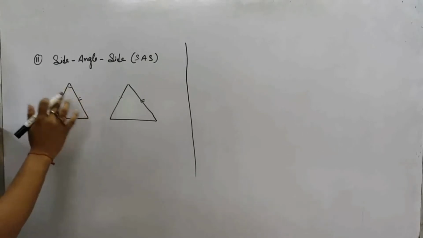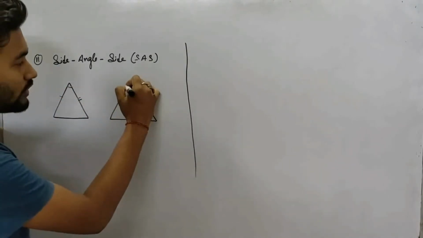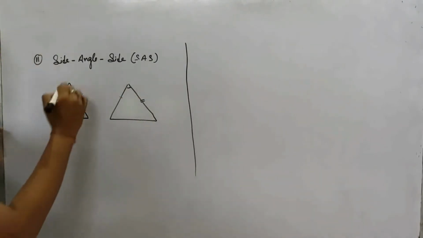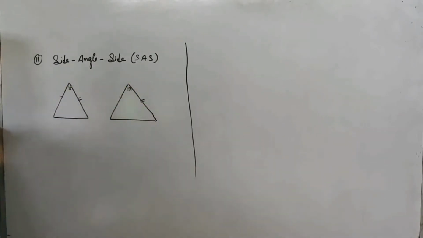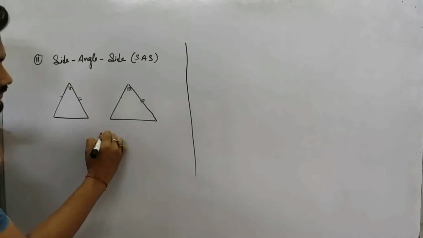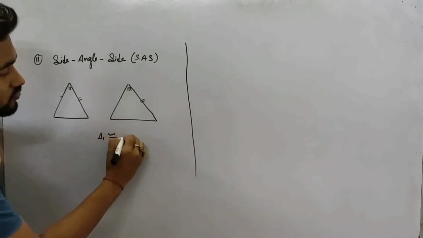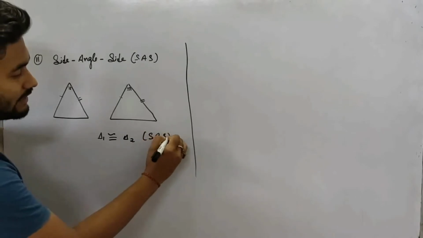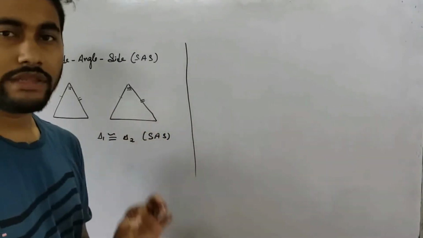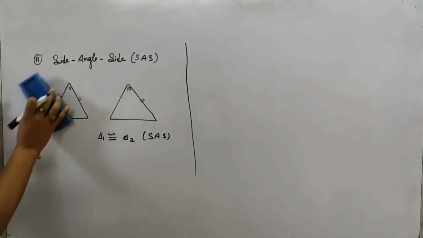So if I can show this angle equal to this angle, then I can say that triangle 1 is congruent to triangle 2 by SAS. Understood? The angle should be in between.